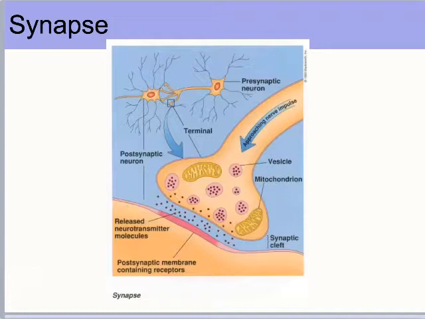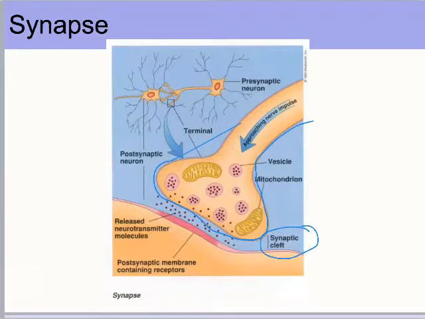Now the synapse is the end. The synapse is at the end of the transmissive part. It kind of just looks like a little knob. And the space here is called the synaptic cleft. So there's space in between. The neurons don't touch each other. They come close to each other, but they don't touch.